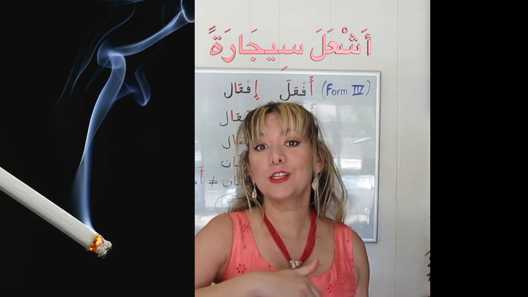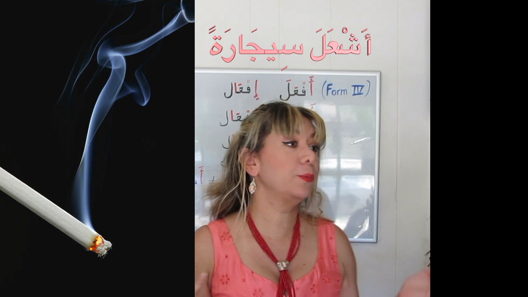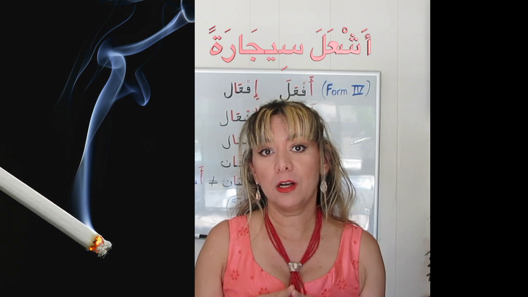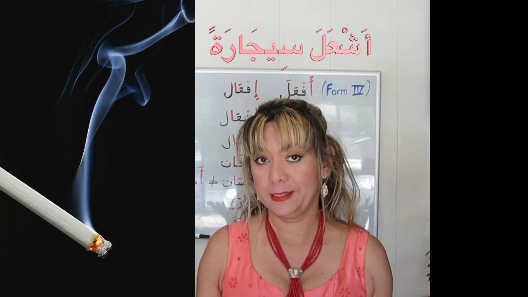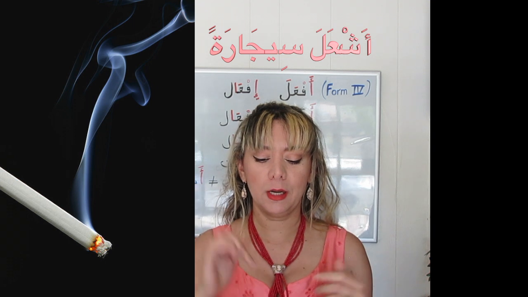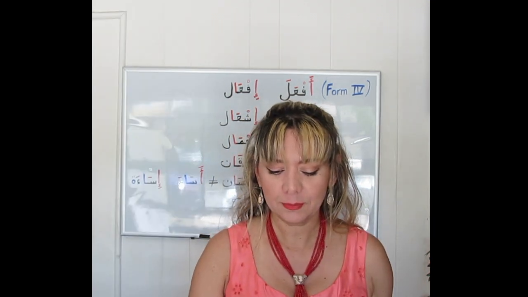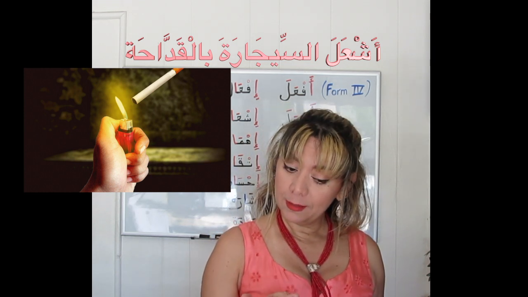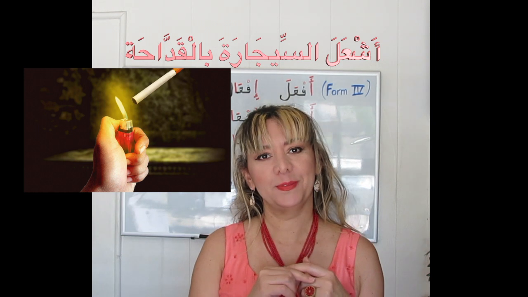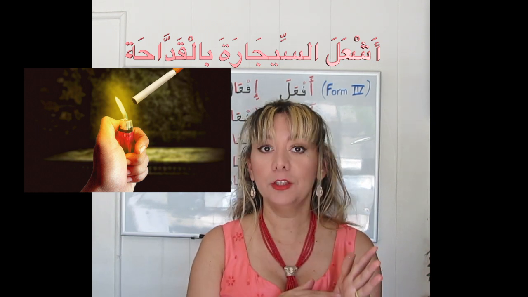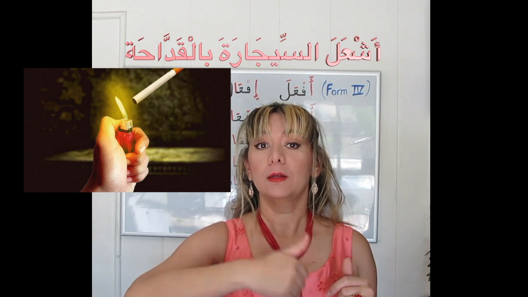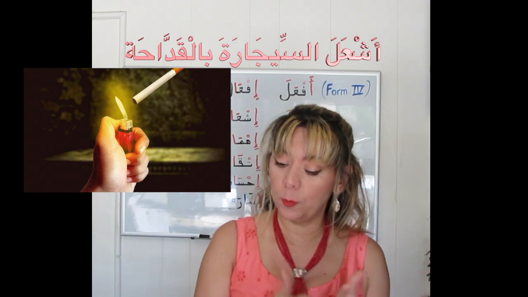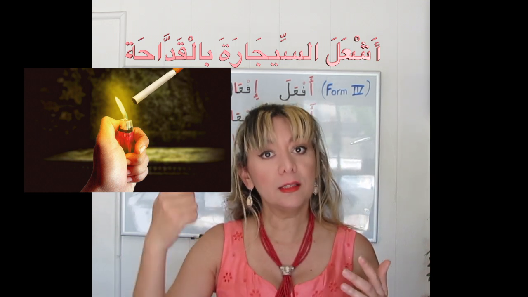سيجارة is the object of the verb أشعل. أشعل with tanween because it's indefinite. سيجارة with double فتحة. أشعل السيجارة بالقداحة. القداحة in the genitive because it's preceded by the preposition ب. بالقداحة with the cigarette lighter.